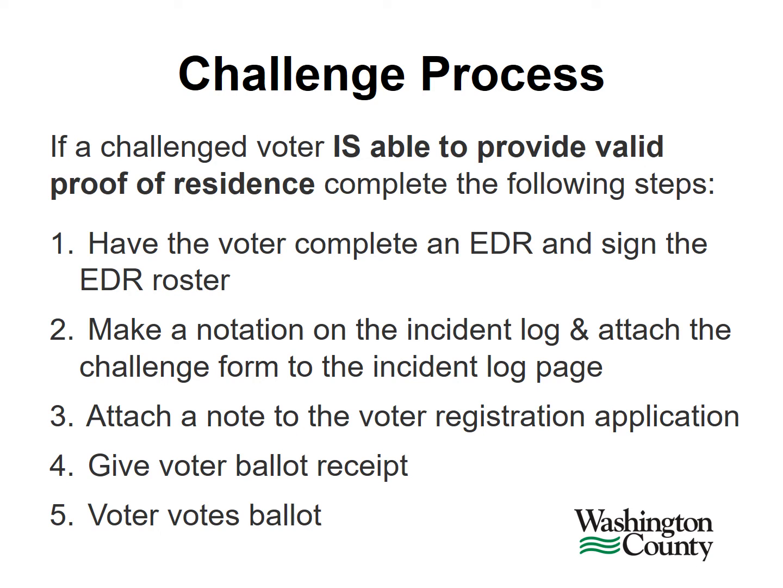Before handing them a ballot receipt, have them complete the following steps. They should complete an Election Day registration form and sign the Election Day registration roster. You'll then make a notation on the incident log that they were a challenged voter who was able to resolve this challenge by showing a valid proof of residence. You'll attach the challenge form to the incident log page. Finally, attach a note to the voter registration application indicating they were a challenged voter but were able to resolve that challenge by showing you a valid form of residence.